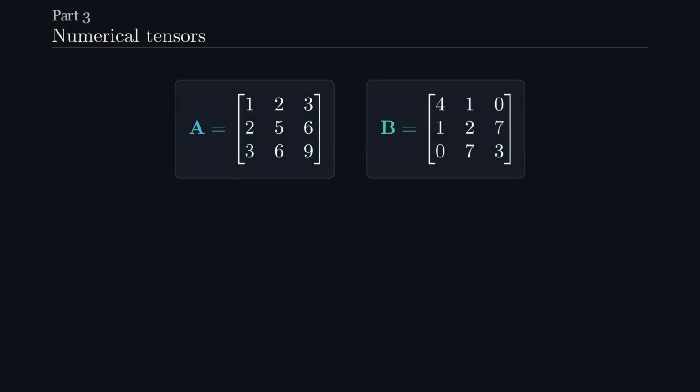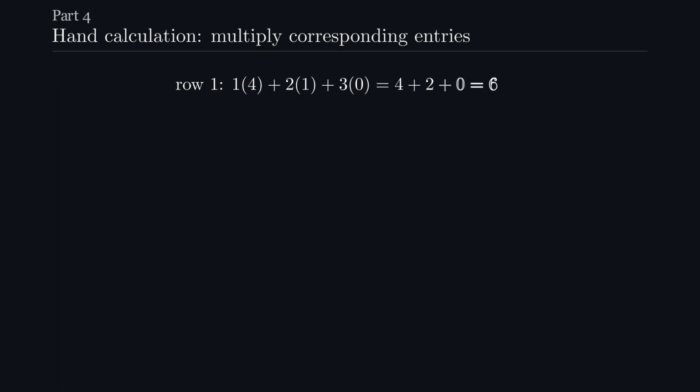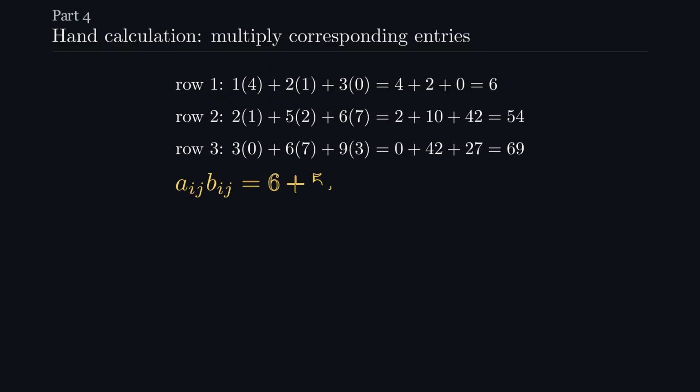Let A and B be these two second-order tensors. The goal is to calculate Aij Bij, which is the same as A double dot B. We do the calculation row by row. In the first row, 1 times 4 plus 2 times 1 plus 3 times 0 gives 6. In the second row, 2 times 1 plus 5 times 2 plus 6 times 7 gives 54. In the third row, 3 times 0 plus 6 times 7 plus 9 times 3 gives 69. Adding the 3 row contributions gives 129.